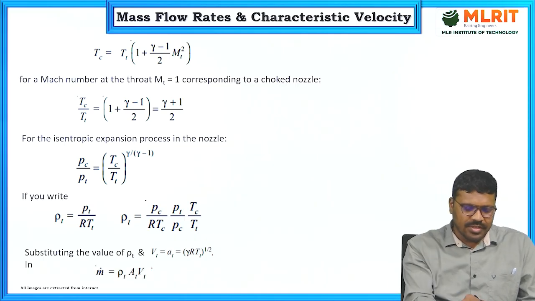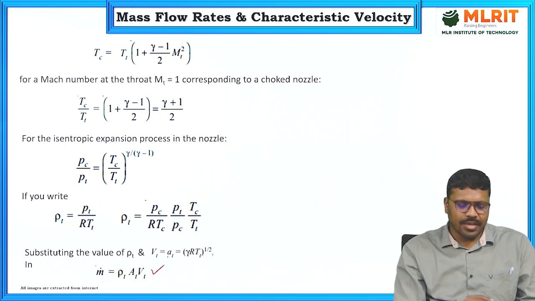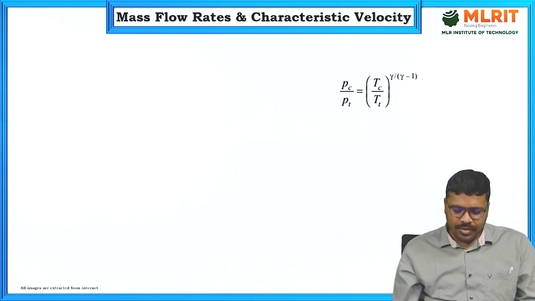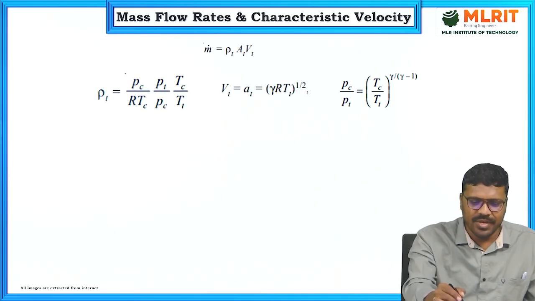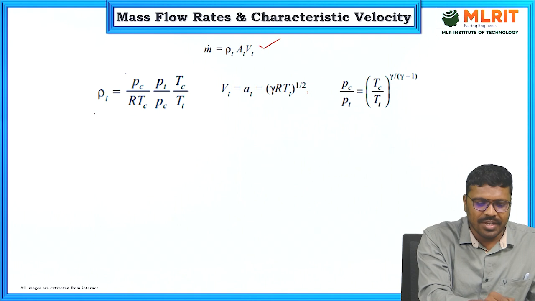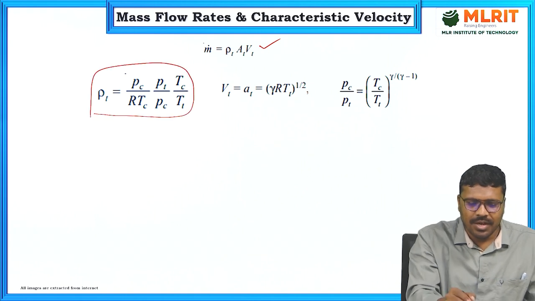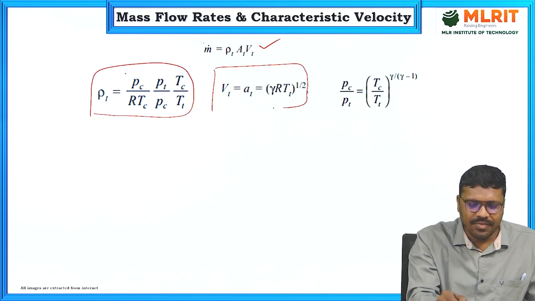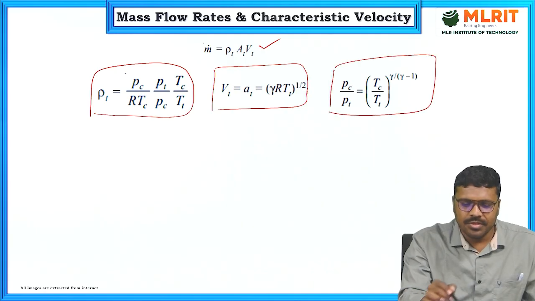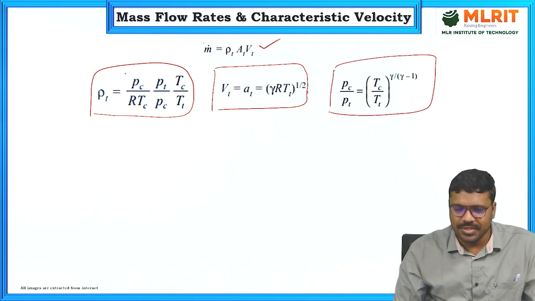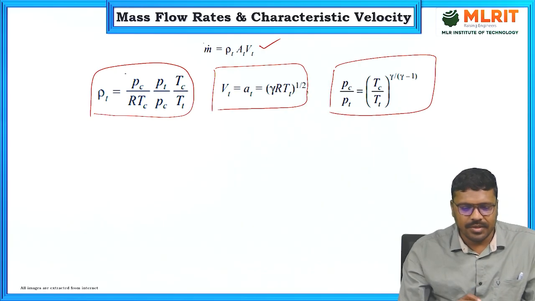So this is a basic equation, right? m dot is equal to rho t At into Vt. So these are the formulas which we have derived now. We got one equation for density at the throat, and this is another equation for velocity at the throat, and this is the pressure ratios. So substitute this in the m dot. So what do we get?